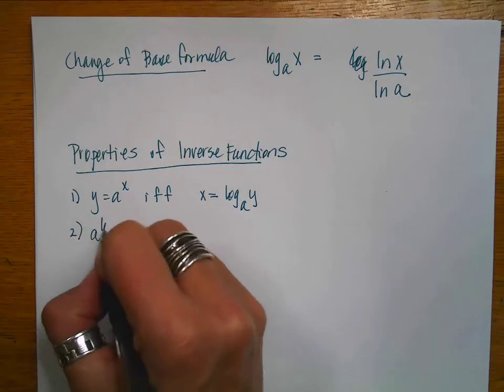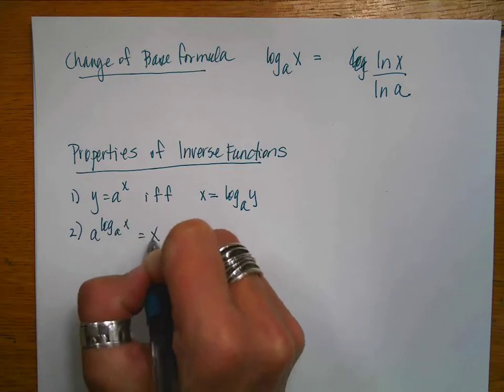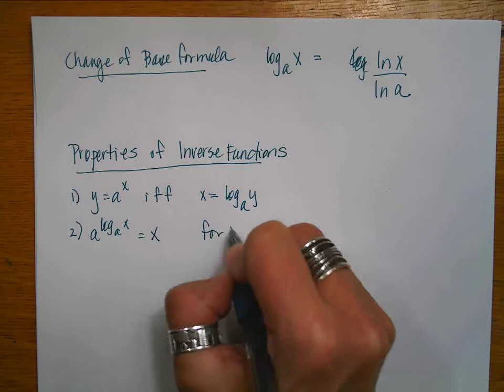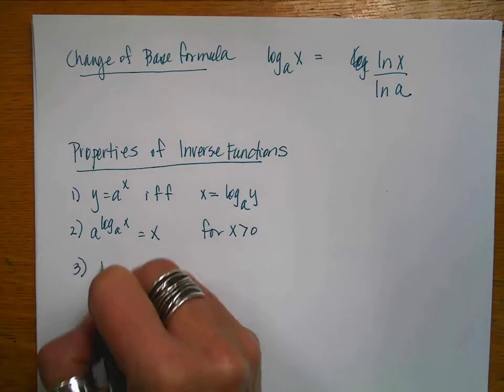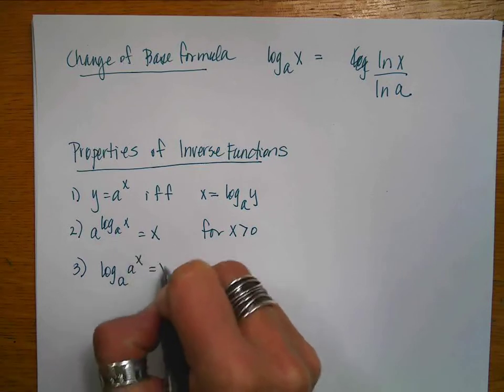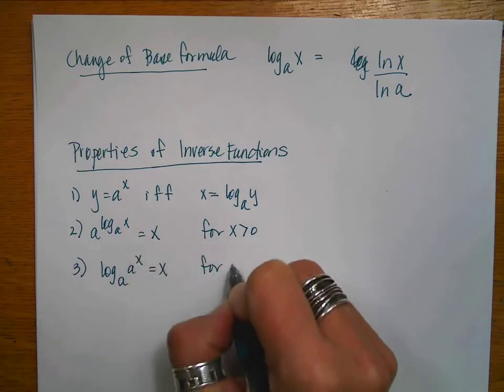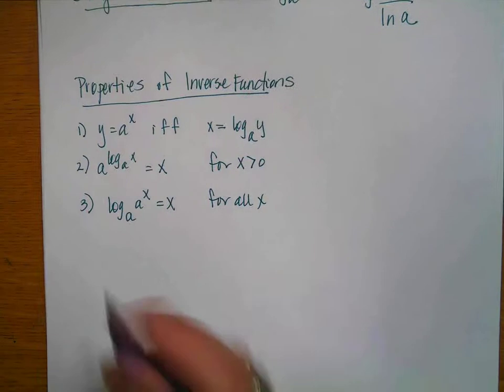Number 2, a to the log base a of x is equal to x for x is greater than 0. And then the third one would be the log base a of a to the x is also equal to x for all x. So those are just things that occasionally you see, and they might tend to confuse you a bit, but it's just a property, and we want to remember those.